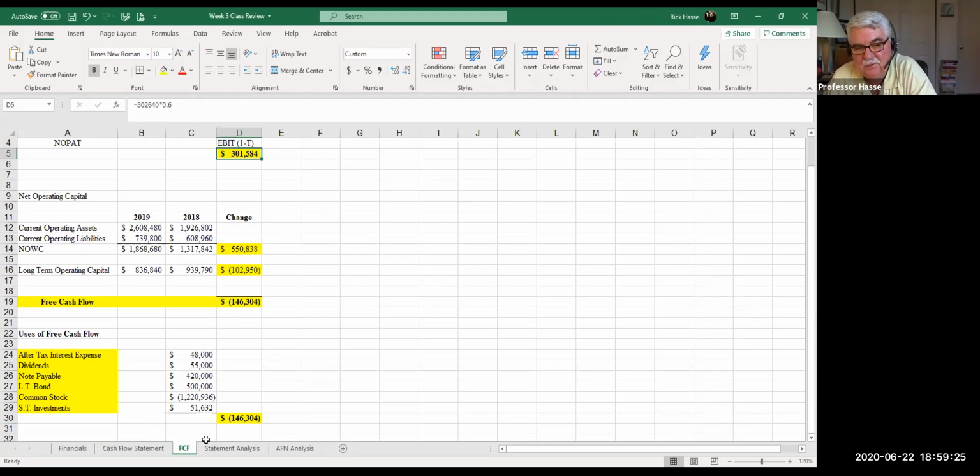But free cash flow is the number that tells us, are they providing enough cash from the day-to-day operations of their business to fund investor cash flow needs? What are investors? Debt, equity, and new investment if they so desire. If they have any cash left over, they invest in new investment.